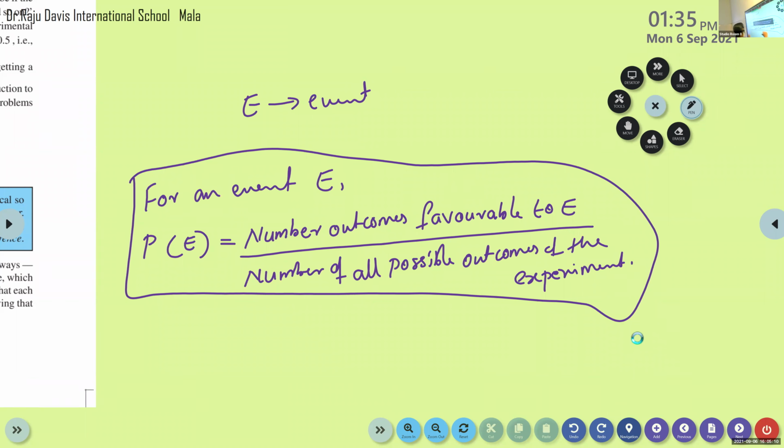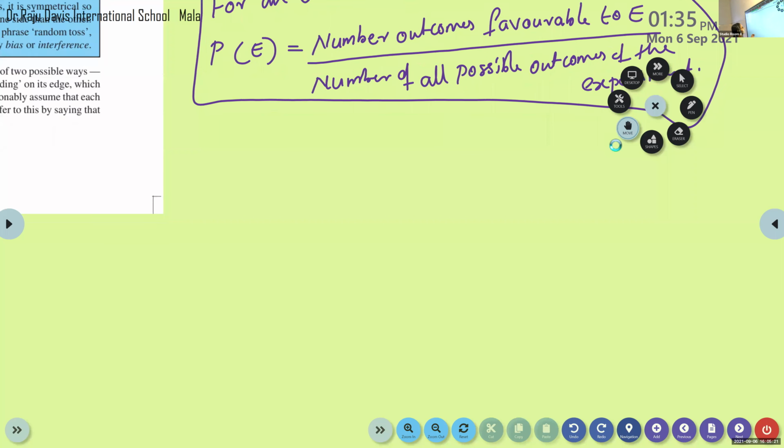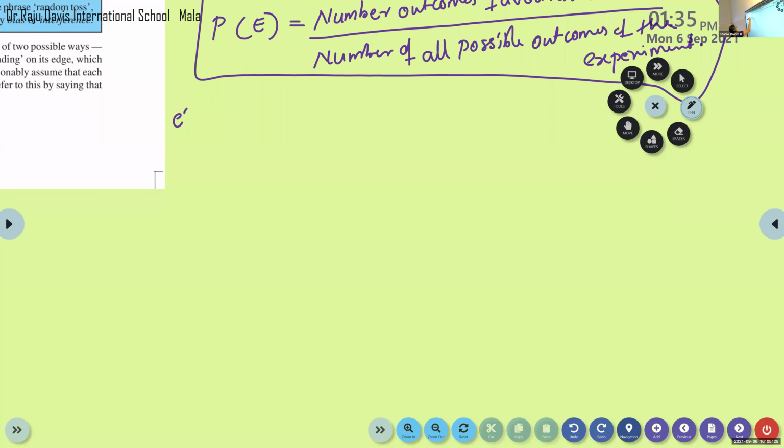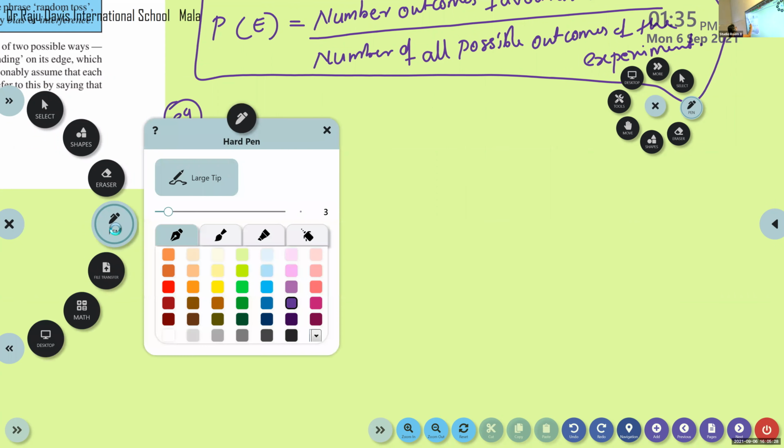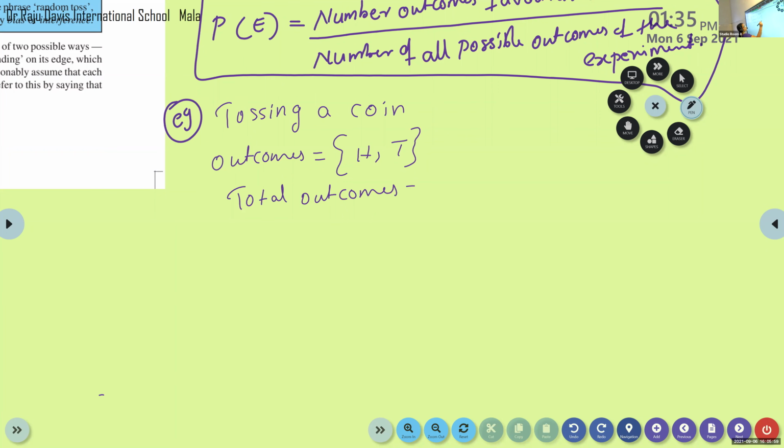Okay, now we will do some examples. All of you listen to the board. First example, we will consider tossing a coin. While tossing a coin, outcomes are what? Head and tail. We have two outcomes, total two outcomes. Head or tail are the outcomes.